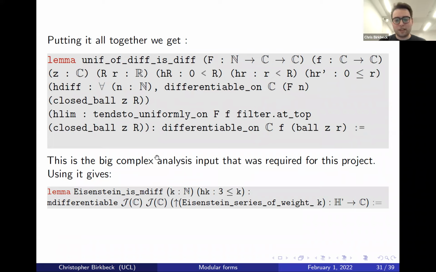So if I have a uniform limit of differentiable functions, so I have a bunch of functions f_n, such that each of them is differentiable on some closed ball, and they tend uniformly to a limit function f inside of this closed ball, then the limit function f is differentiable on some ball of strictly smaller radius. And you want to make sure your radii are not negative. So there are these extra funny little conditions here just to make sure that the balls don't have negative radius and stuff like this.